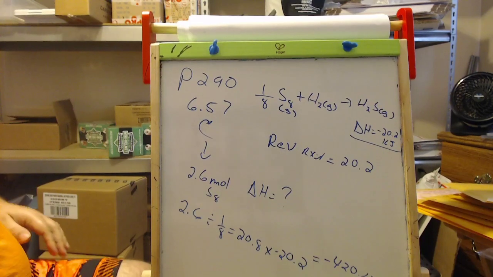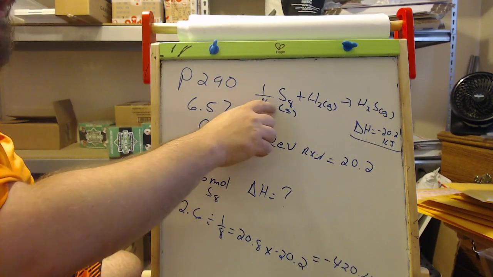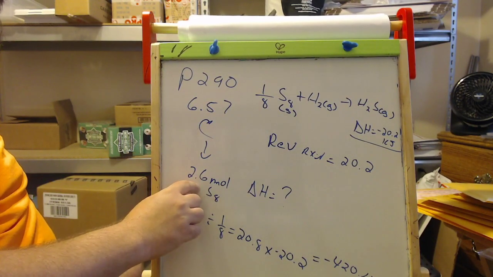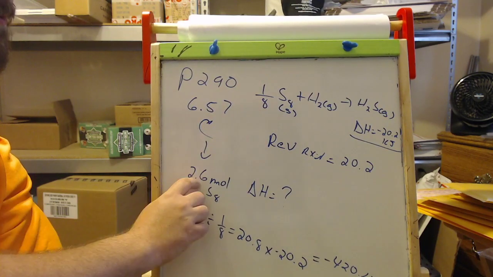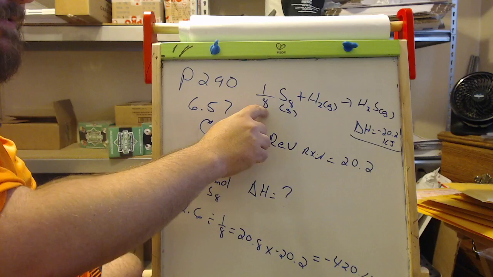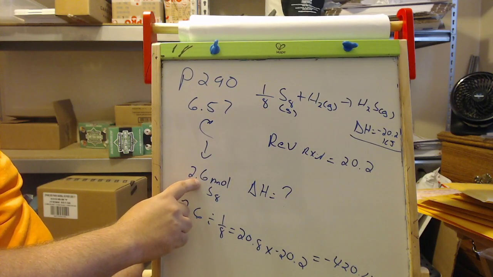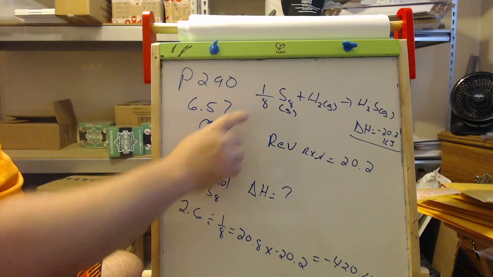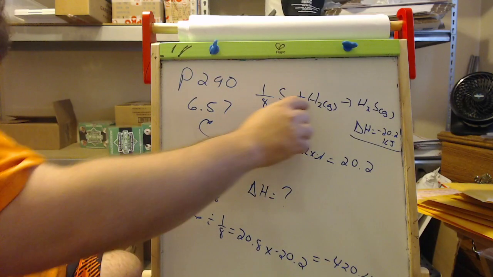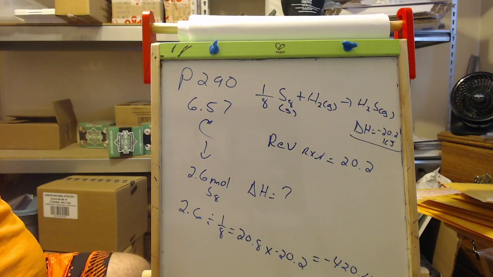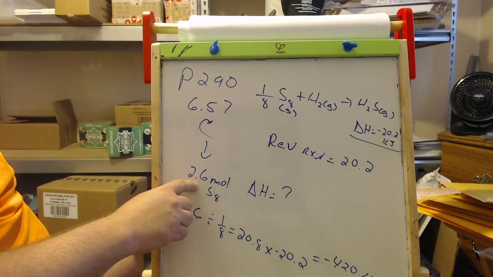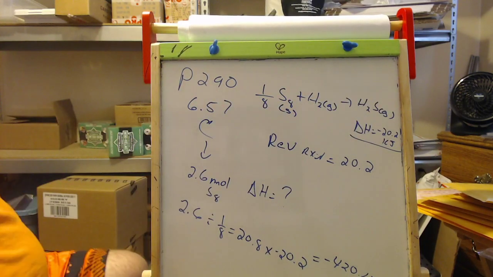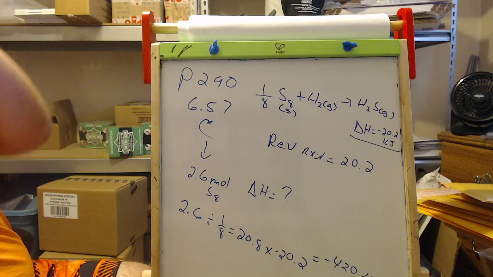So you have to figure out, if I want to use 2.6, we got to remember that our stoichiometric coefficients mean moles. If I want to use 2.6 moles, then I have to multiply this by something to give me 2.6. I can't just turn this into 2.6 because then that changes the balanced equation. So 20.8 times this will give me my 2.6. And that's our delta H.